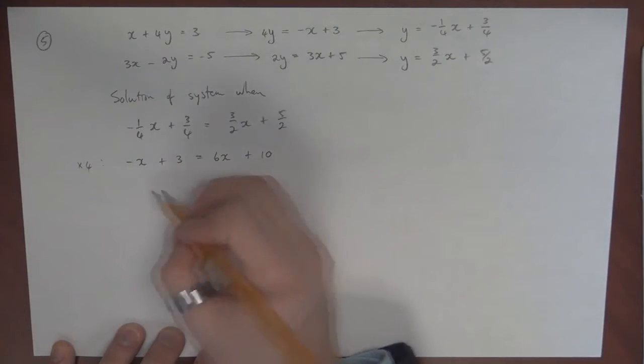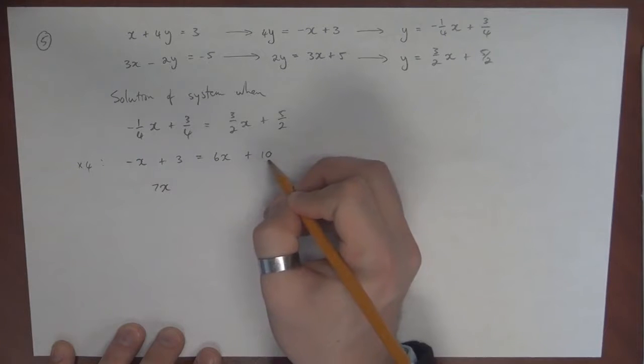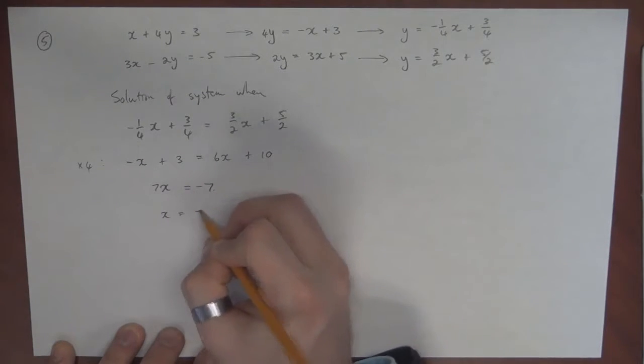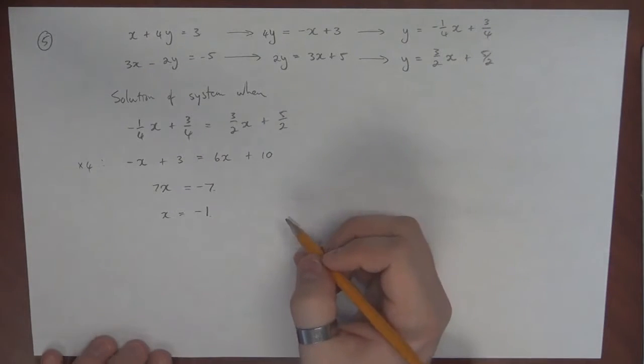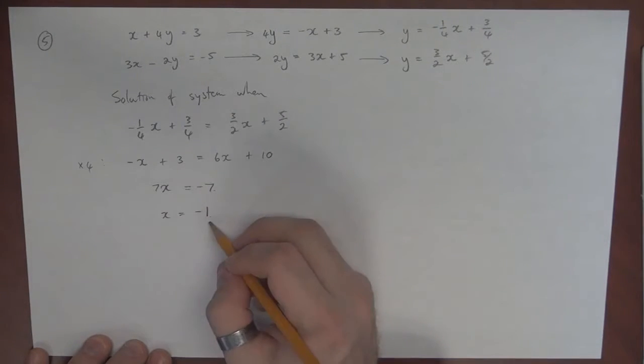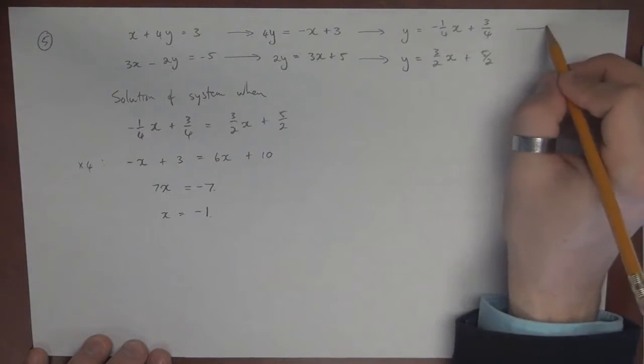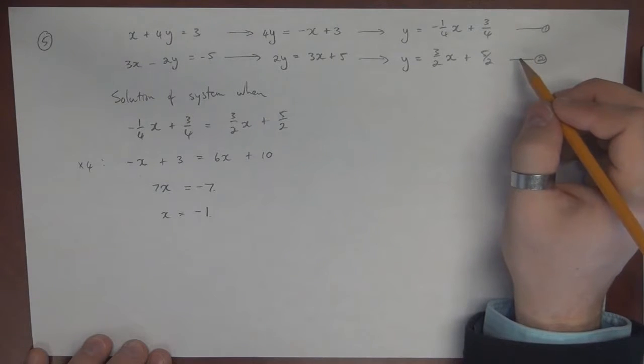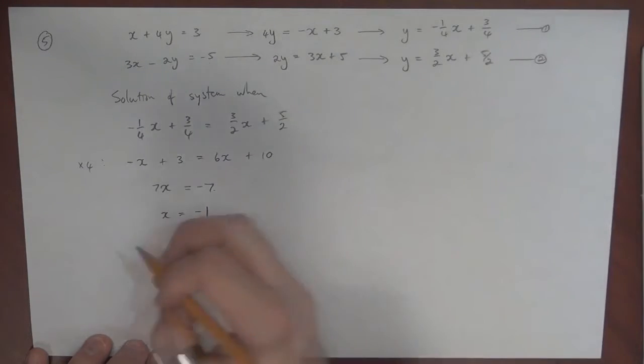Now let's take the x to that side to get 7x, the 10 to the other side to get negative 7, so x is negative 1. So that's half of my solution. I want to find the other half, so let's number this 1 and 2. You can use either one, whichever one you like, to be honest. I'll use number 1.